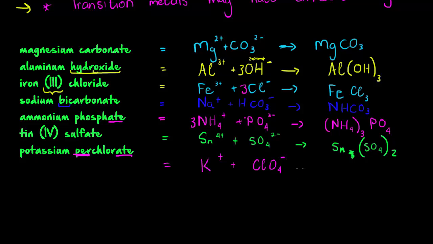So this is a 1 negative charge, and now potassium perchlorate: I've got a single charge there, a single charge there, so those 2 charges just add up to give me potassium perchlorate. And that's it. This was a lot of fun. I really enjoyed doing this because it's simple and the systems work very well.